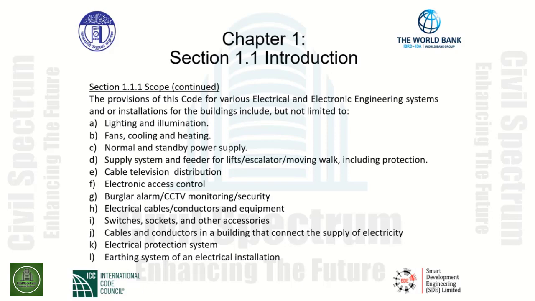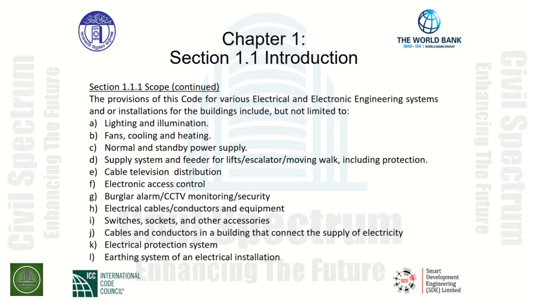Item F, electronic access control. The scope is also continued in item G regarding burglar alarm, CCTV monitoring, security systems. Item H, electrical cables, conductors, and equipment. Item I, switches, sockets, and other accessories. Item J, cables and conductors in a building that connect the supply of electricity.